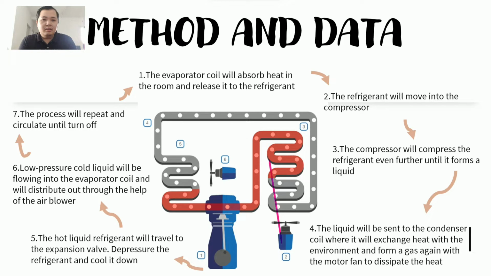After that, the hot liquid refrigerant will travel to the expansion valve. Then it will depressurize the refrigerant and cool it down. Then the low pressure liquid will flow into the evaporator coil and will be distributed out with the help of the air blower. And lastly, the process will repeat and circulate until it turns off.